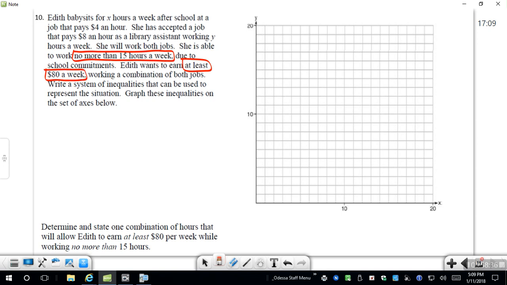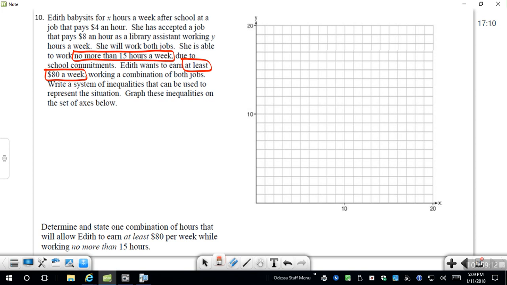So she's going to work a combination of both jobs. So write a system of inequalities that can be used to represent the situation. Graph these inequalities on the set of axes below. In this case, off to the side. So, guys, we see our words in there that tell us that we're dealing with inequalities. No more than, at least. Now, the other nice thing is our let statements are provided to us. It says that babysitting hours are represented by X and library assistant hours are represented by Y.